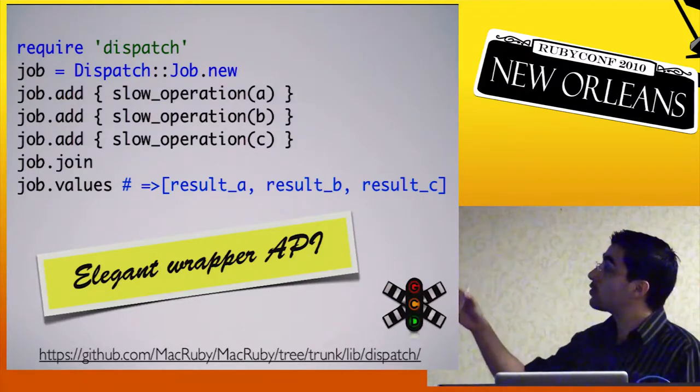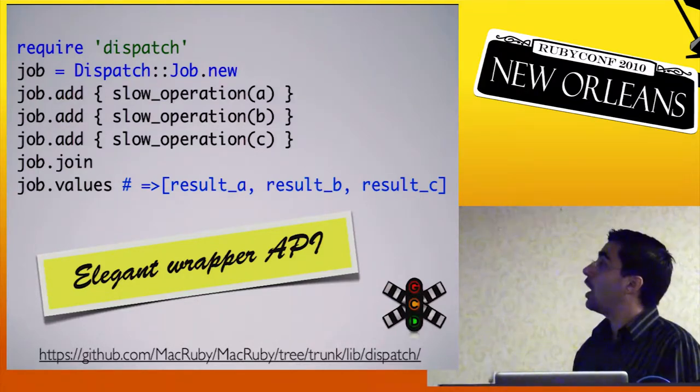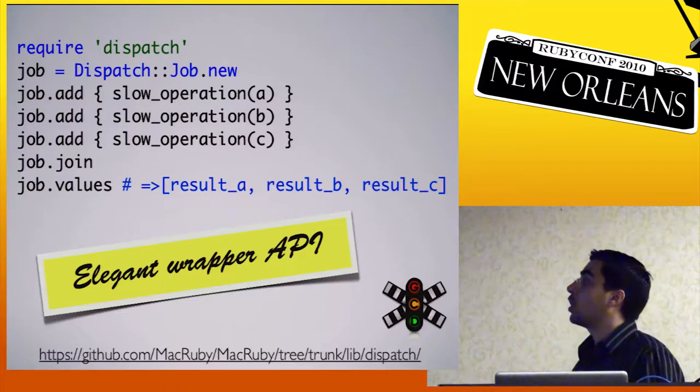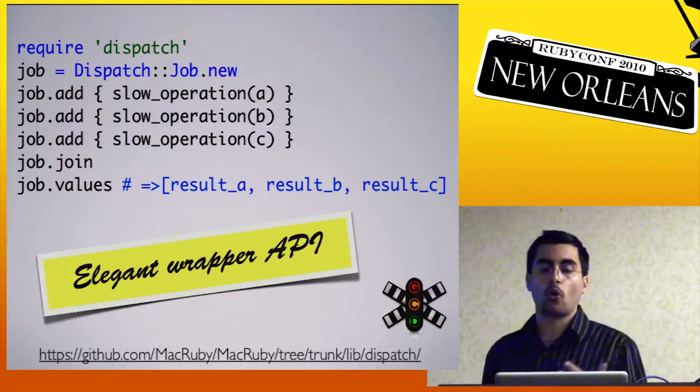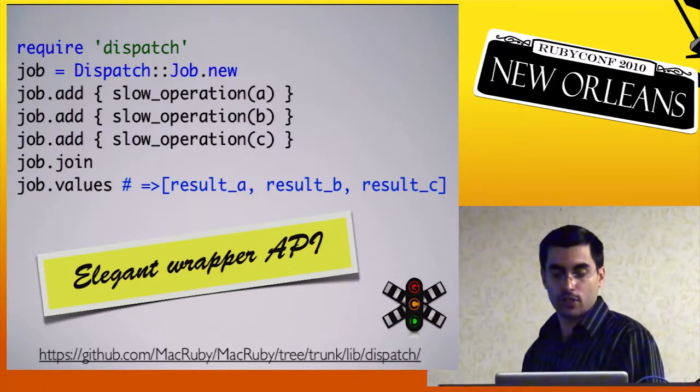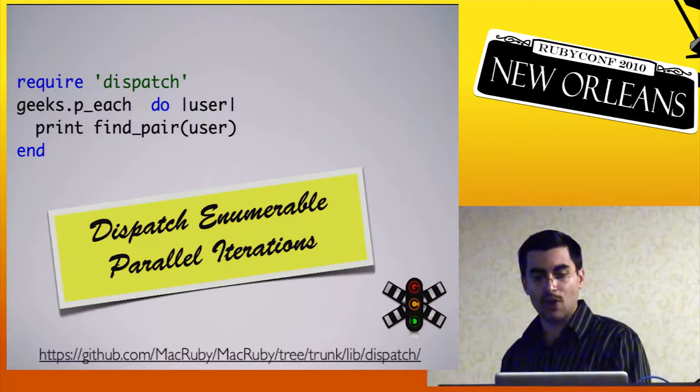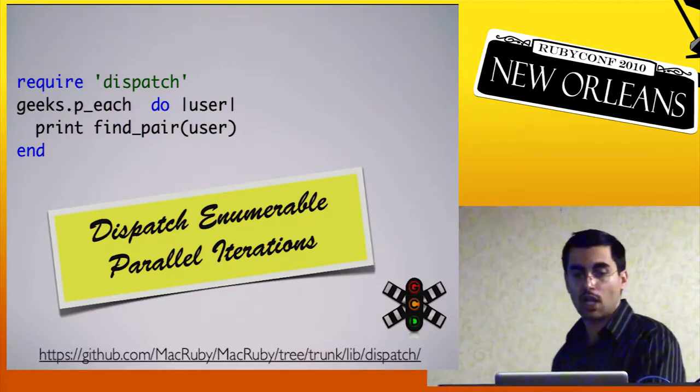So here what we do is we send three operations. Then we join the job, which would just wait until everybody is done. And then you have access to all the results for the operations. So it's a nice wrapper API around libdispatch.